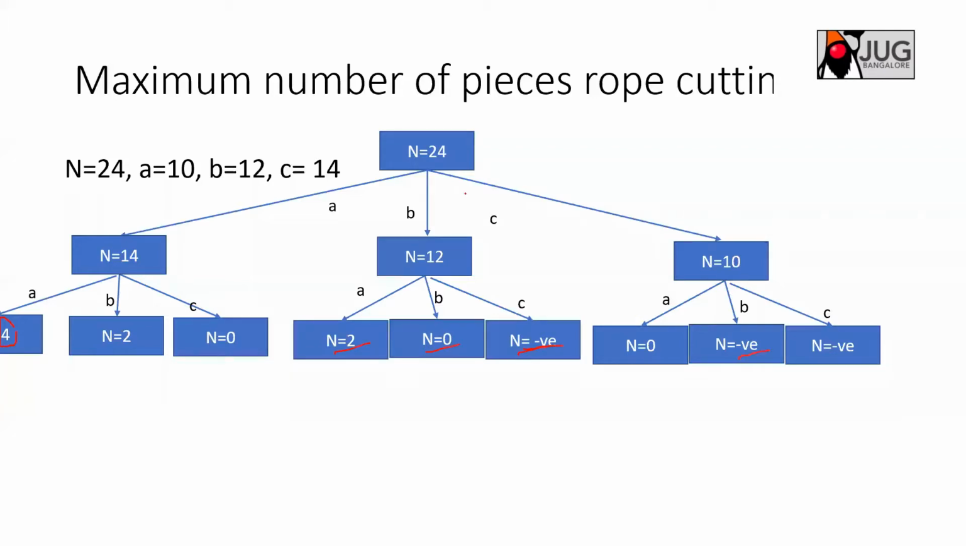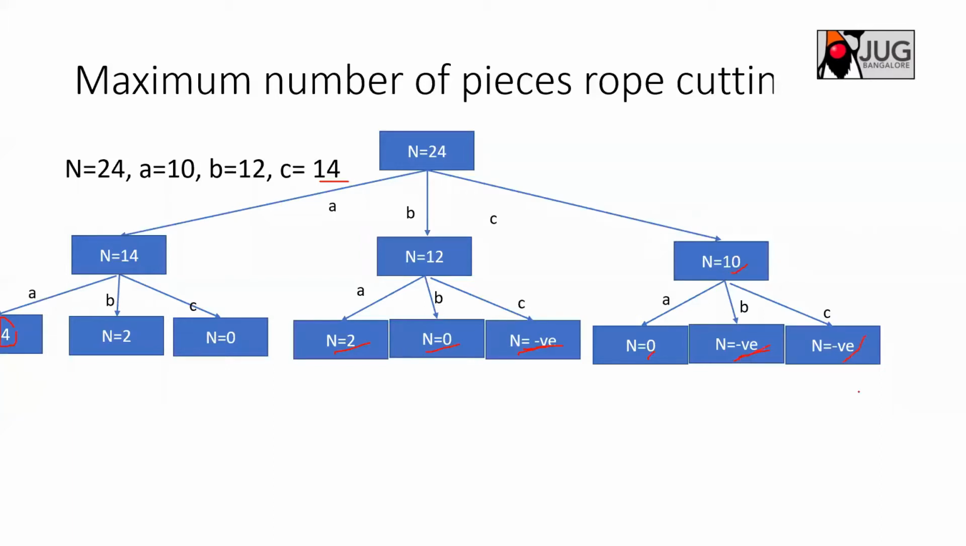For example, in 24, you made a cut of 14 first. Then on the remaining length, 10, you again call ABC on top of it. Again, you are making a cut of 10 here, so it is 0, nothing left out. Or it can happen that from 10 you make a cut of 12, so it returns negative, and for 14 also it returns negative.